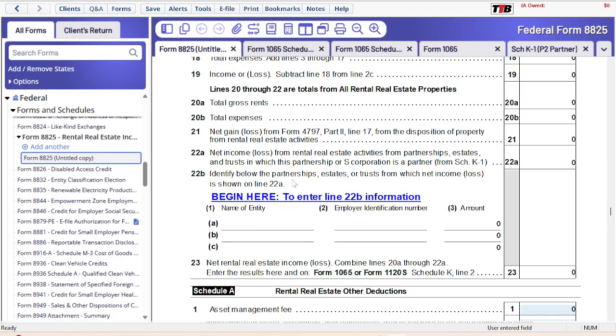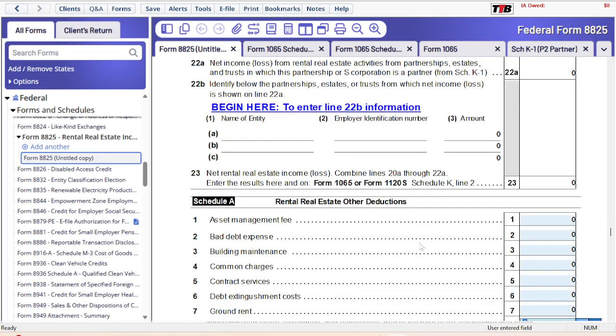Okay, identify below the partnership, estate, or trust from which net income or loss is shown on line 22A. So if you complete this section, net loss from rental real estate activities from partnership, estate, and trust, those will go on here, and if so, you'll put those here as well. And then when we come down, line 23 is net rental real estate income.